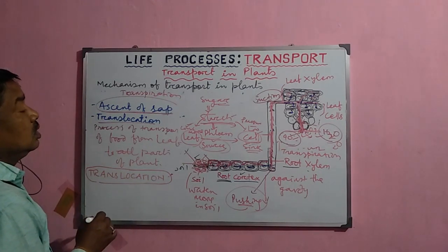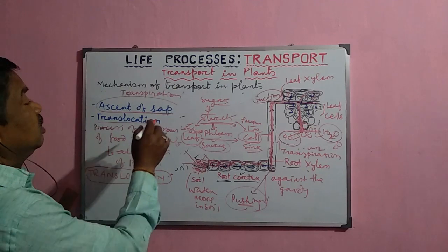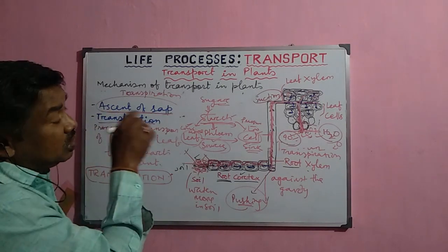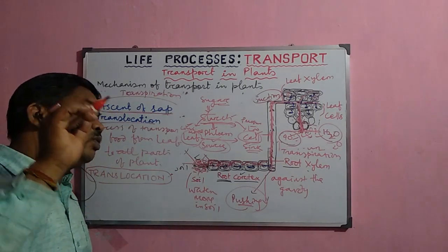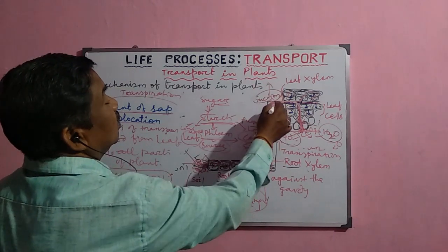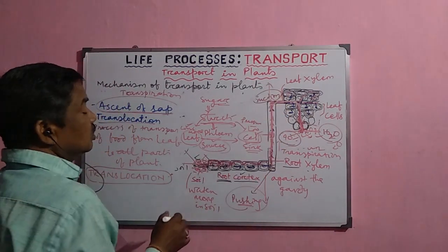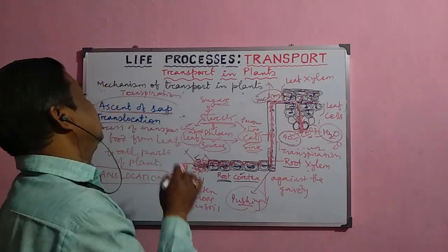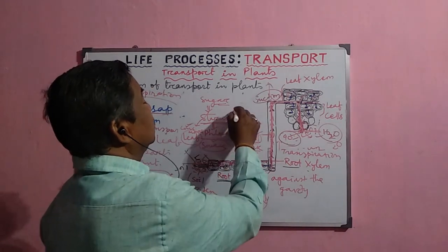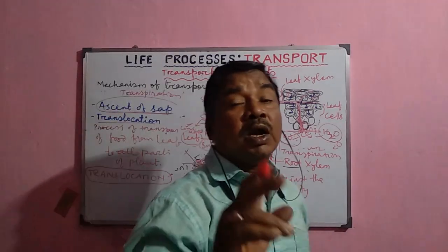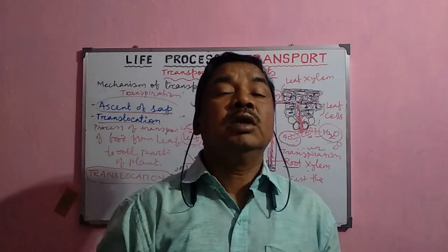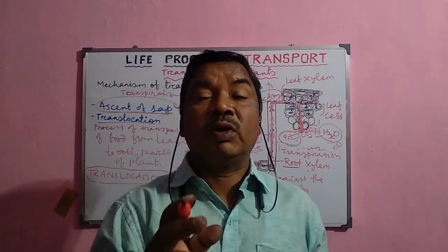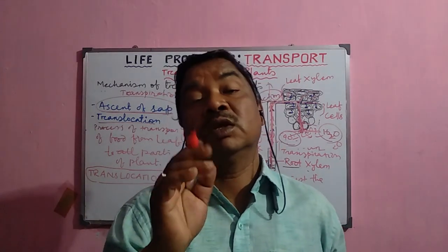Now these are the two important processes: the ascent of sap, by which water and minerals reach each and every part, and the translocation process, the movement of prepared food material from the leaf to all parts of the plant. In this way, plants transport material from one part to another. So that is why this is the most important process in case of plants. Otherwise, the plant will not get sufficient material and will not perform its functions properly. And that is why this is an important life process in plants.